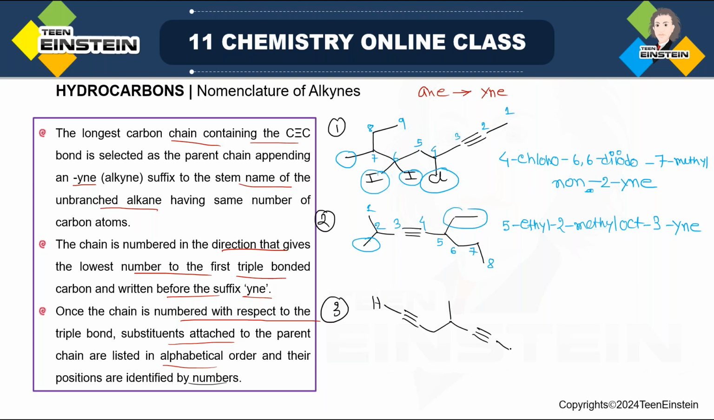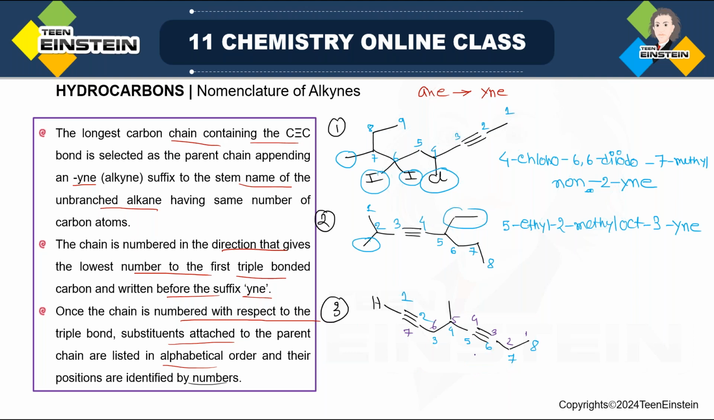Here we have 2 triple bonds. Suppose if I start numbering from this side, it will be 1, 2, 3, 4, 5, 6, 7, 8. But instead, suppose if I am numbering the opposite side, see what happens. 3, 4, 5, 6, 7. So that the 2 triple bonds are at 3 and 7.